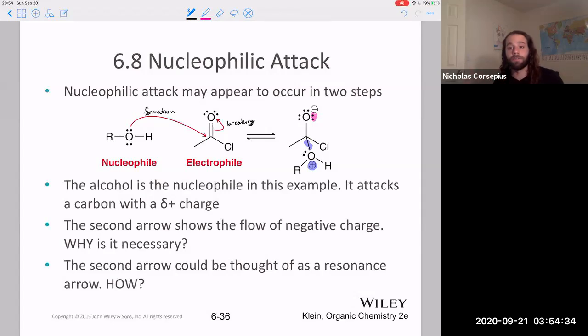Again, this is just nucleophilic attack, but there's more than one arrow so that we can not do anything illegal in terms of breaking carbon's octet rule. This second arrow here can be thought of as a resonance arrow. Remember, we showed how we have resonance in these carbonyl bonds because of the difference in electronegativity.